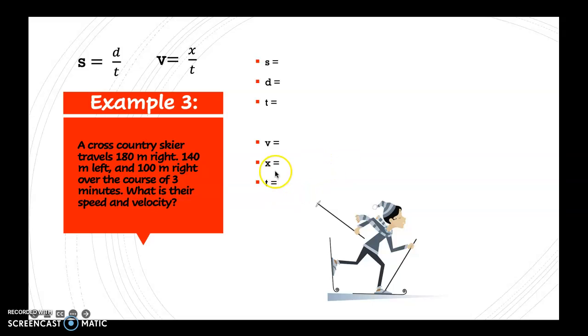All right, take a minute and see if you can figure out what the answer would be for the following question. A cross-country skier travels 800 meters right, 140 meters left, and 100 meters right over the course of 3 minutes. What is their speed and what is their velocity? Go ahead and pause the video and then we'll go over the answers.